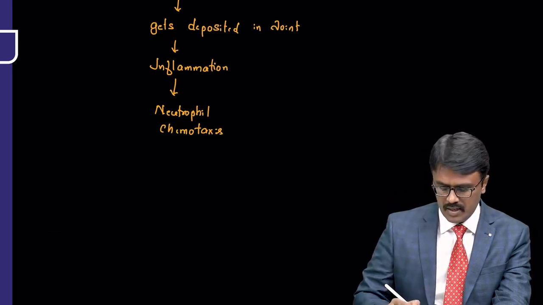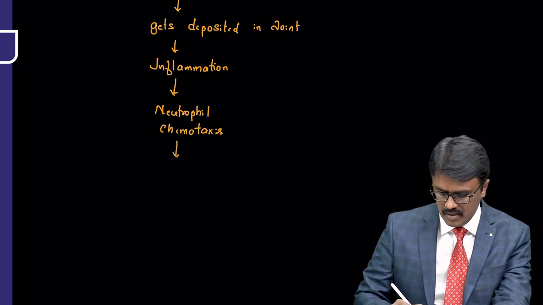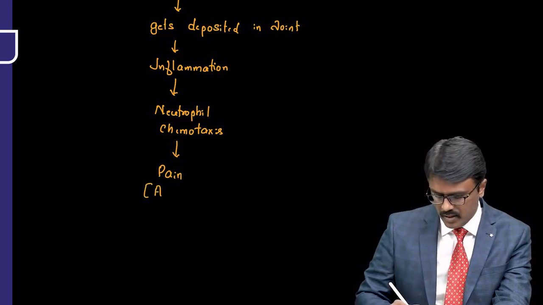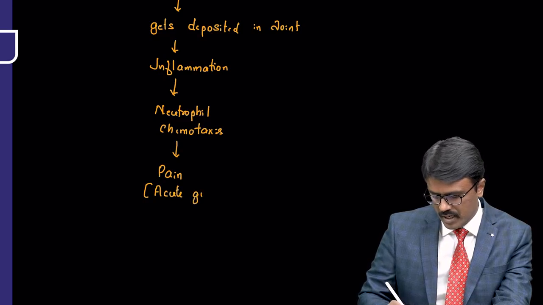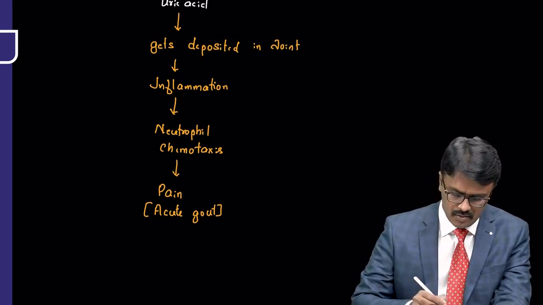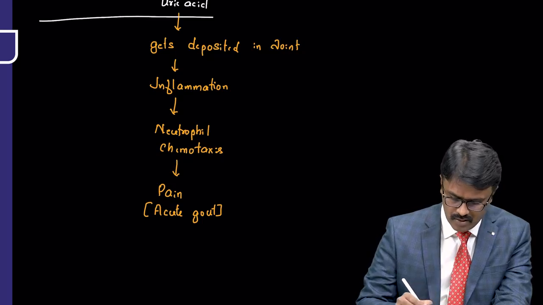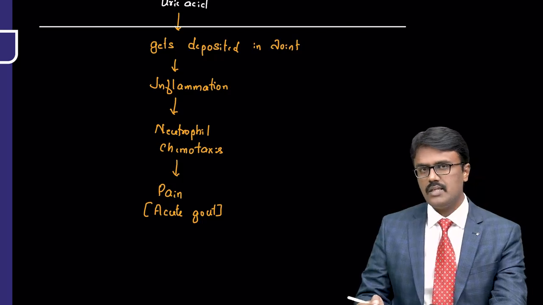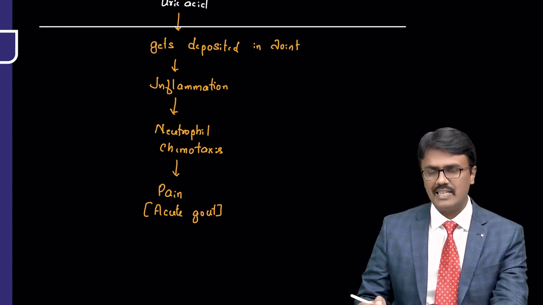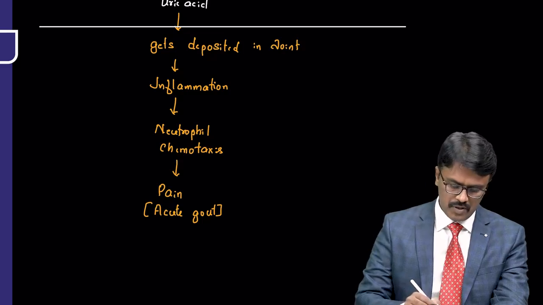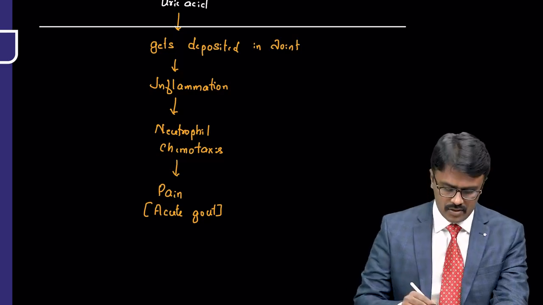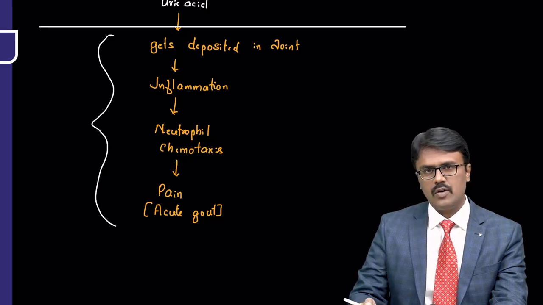Once neutrophil chemotaxis occurs and inflammation starts, the patient will complain of pain. And that pain is what we call acute gout. So the point where acute gout is triggered is below this. Whenever the uric acid is high, it gets deposited in the joint, causing inflammation, neutrophil chemotaxis, and pain, which is called acute gout. I'll repeat again: any drugs used below this line are the drugs used for acute gout.